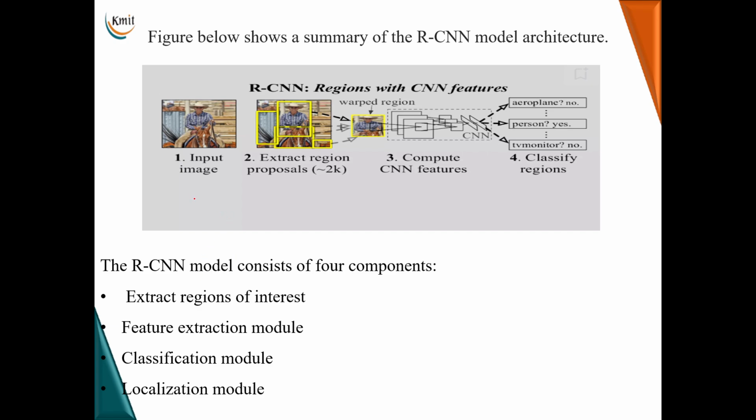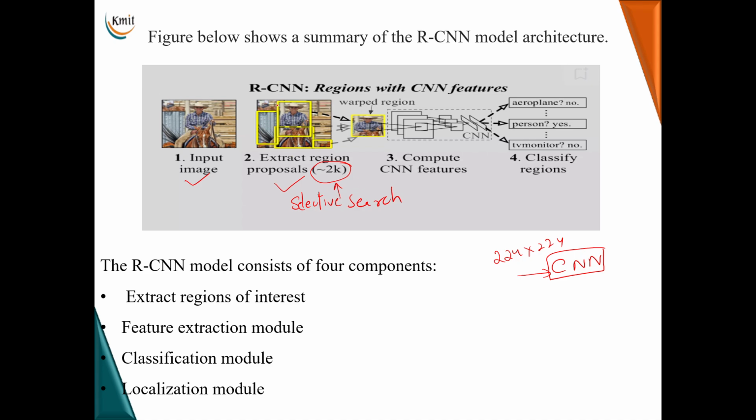Looking into the architecture, you can see you have an input image, and regions called region proposals are extracted. The algorithm used for extracting the region proposals is the selective search algorithm, and it is said that around 2000 region proposals will be extracted when we use this method for extracting the regions of interest. These 2000 region proposals will be warped together. Why do we warp here? One of the restrictions of CNN is that it will accept images with constant dimensions. That is, if one image is 224 by 224, the second image also should be of the same dimension. This is one of the restrictions.